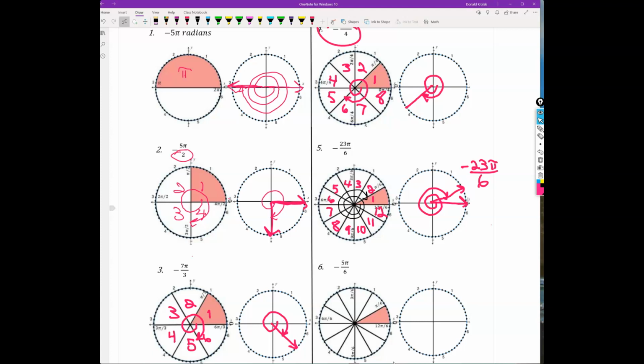The assignment for this is going to be Math Excel 2, Section 2.1, Drawing Angles in Radians.